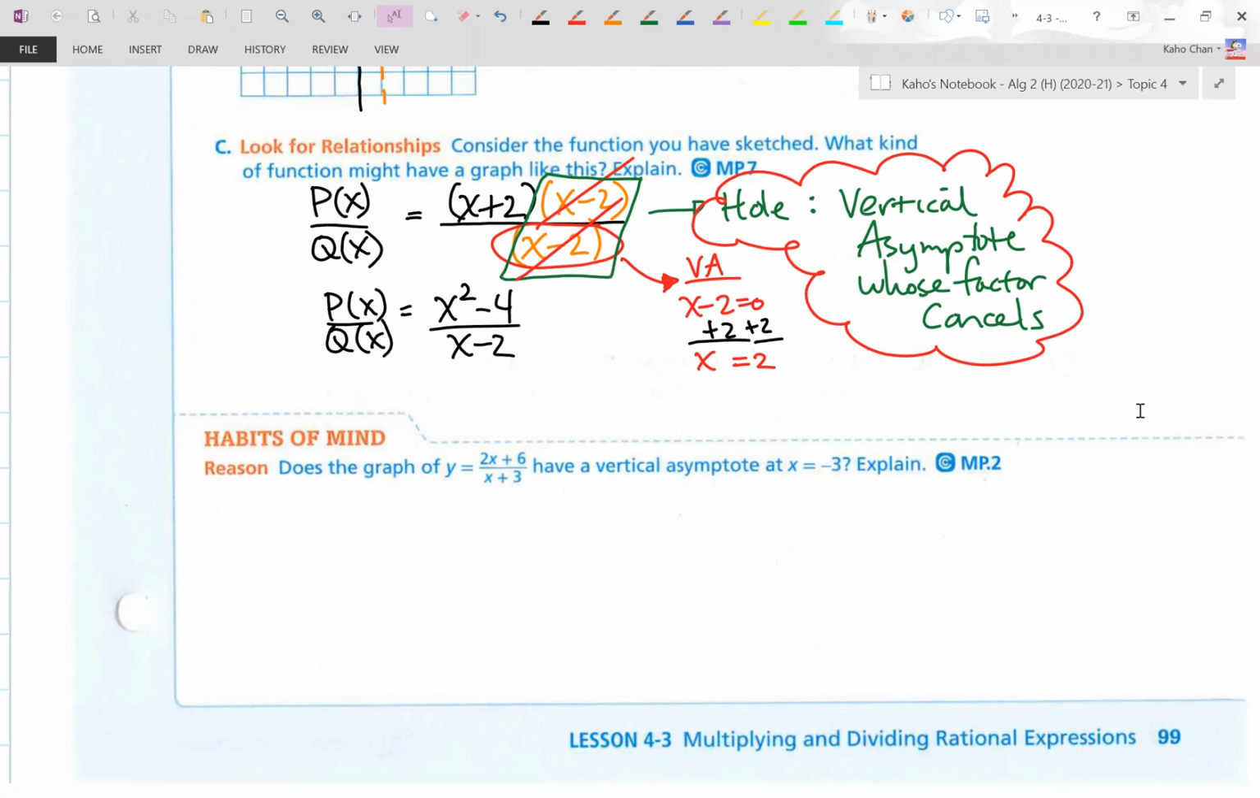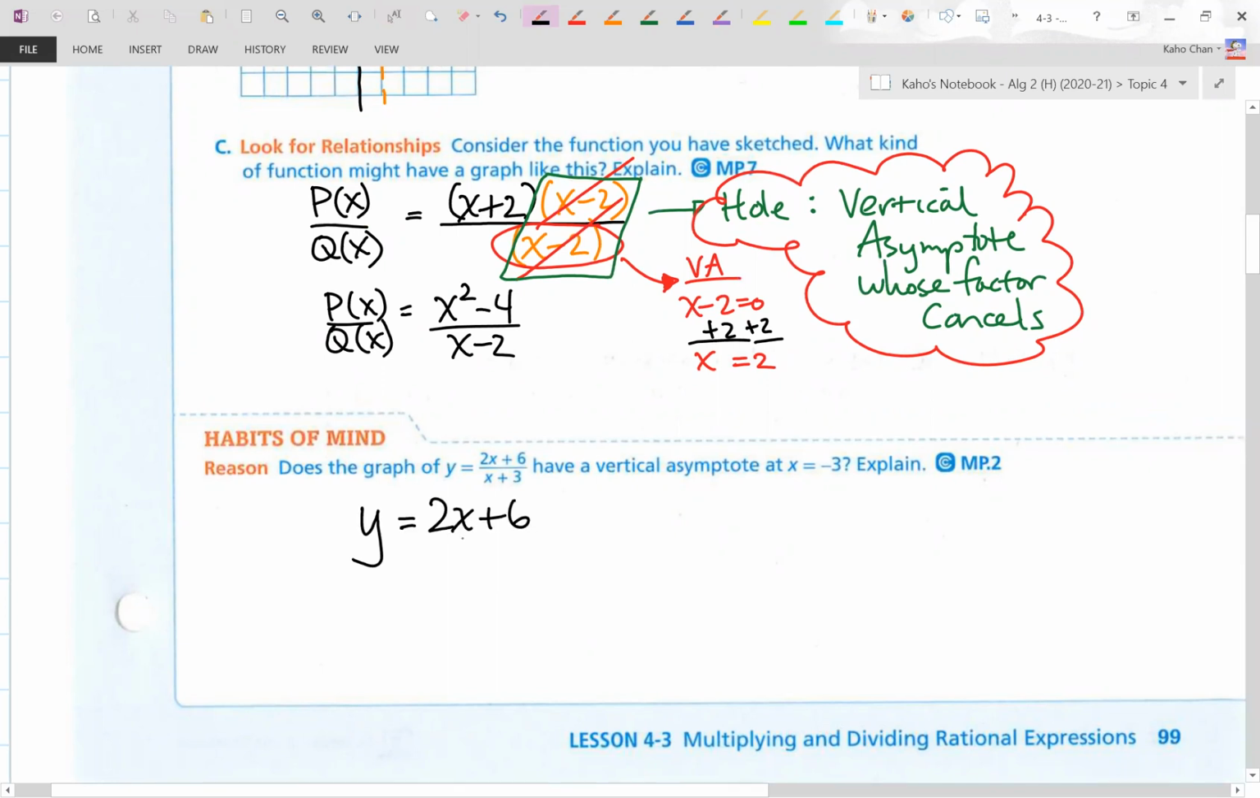Does the graph of y equals 2x plus 6 over x plus 3 have a vertical asymptote at x equals negative 3? So this is kind of interesting. Your factoring skills are important. So I'm going to rewrite this problem. And I need to use all my skills from algebra. And please try not to reduce things. You can't reduce those x's. That's illegal. That's why I quickly put parentheses around them to force you to not reduce things illegally.